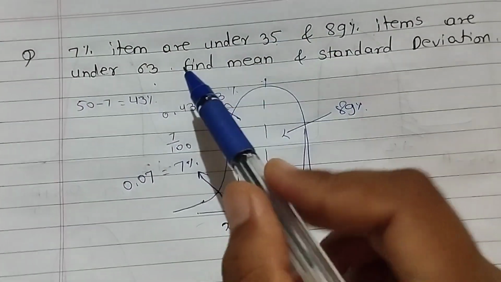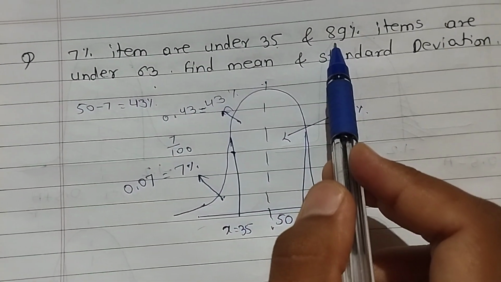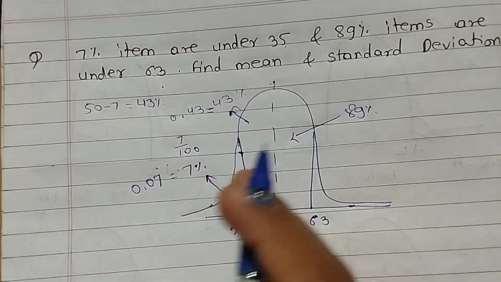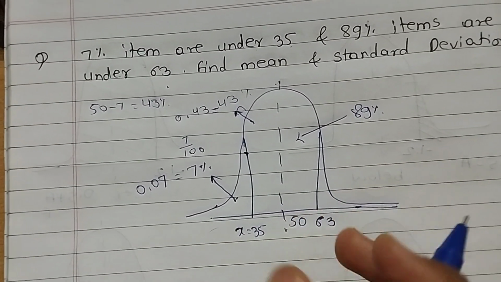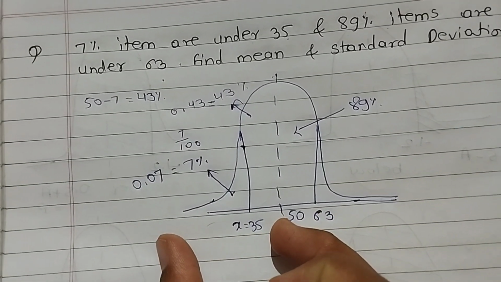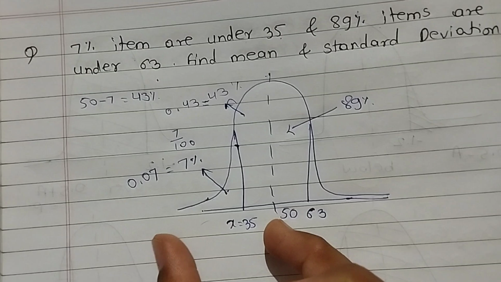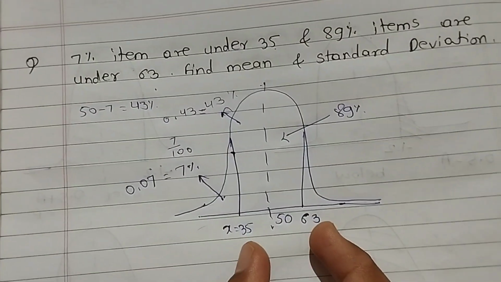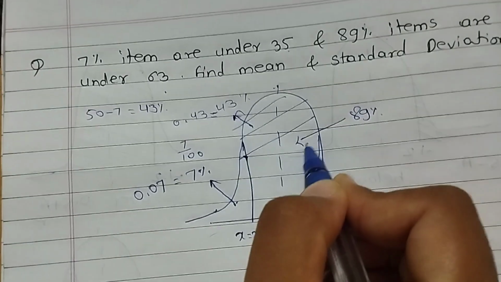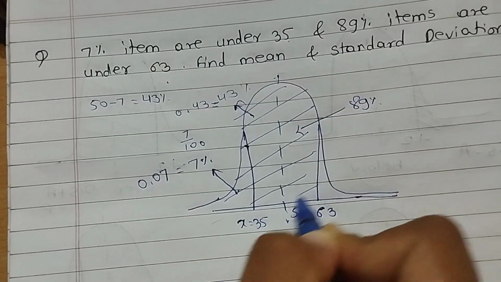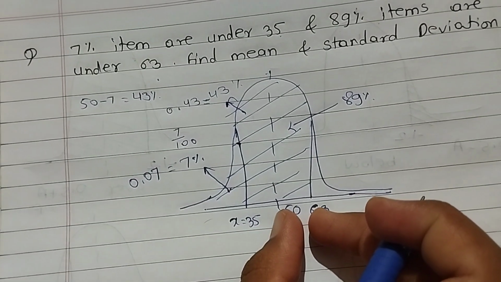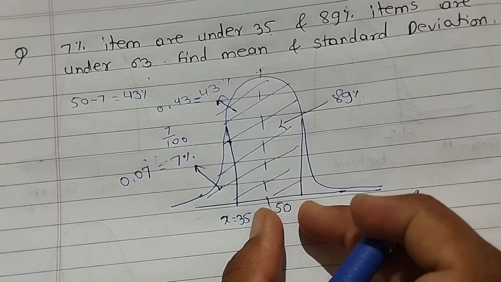Now 89% for what? The whole area which is smaller than 63, means this positive area plus this negative area, because this negative area is also under the 63. So this whole portion, negative plus positive, is 89%. So how do we find out only the positive portion?